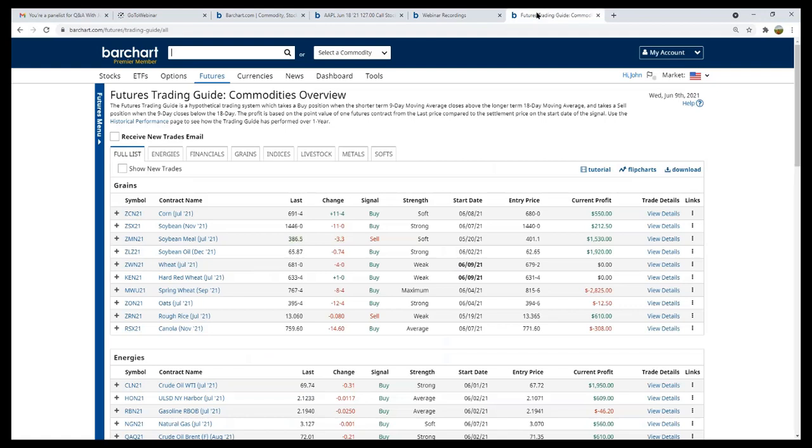under the futures section, we have something called the futures trading guide. This is the hypothetical trading system based on the 9 and 18 day moving average. And what I'm going to do here is come to this in the early morning sessions, just before my markets start to get active, that 8 o'clock in the morning. And I'm going to look to see if there are any new trading opportunities. Now, for instance, today it gave us a signal that says its start date is today and that it gave us a buy signal. So what I would do now is that top-down analysis.